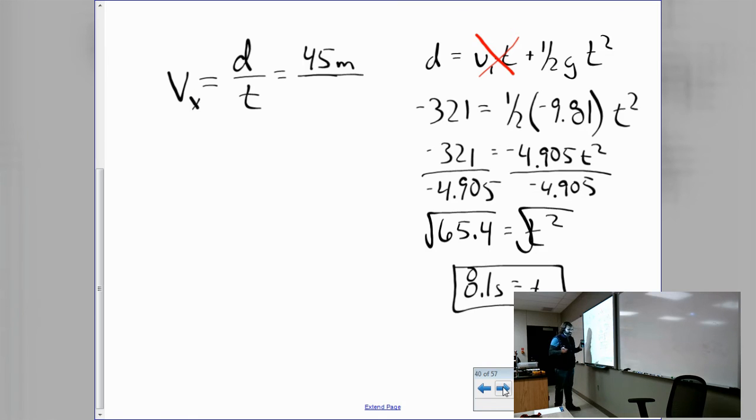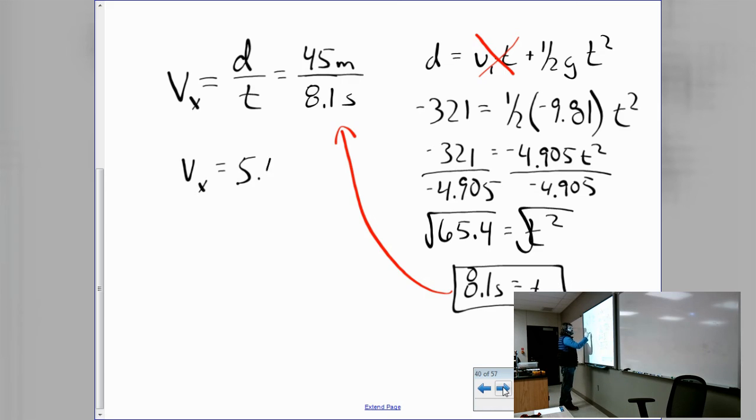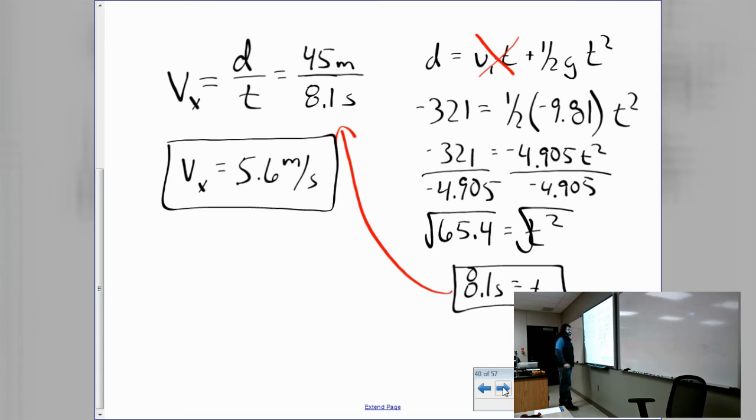That's not my final answer, but it is going to allow us to solve for the velocity. The time that it's in the air as it's falling down is equal to the time that it takes to go left and right. So I have a time of 8.1 seconds over here as well. The velocity in the x direction can now be solved by taking 45 divided by 8.1, and I get a horizontal velocity of 5.6, or really 5.5, meters per second. There is your final answer.